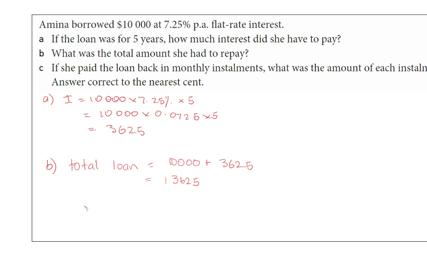Now we want to pay this back in monthly installments. You're going to pay back all of this money divided by 12, and that amounts to $1,135.42 per month. That's assuming that she paid it back over 12 months, so over 1 year. If she paid it back over a longer period, then each monthly repayment would be less.